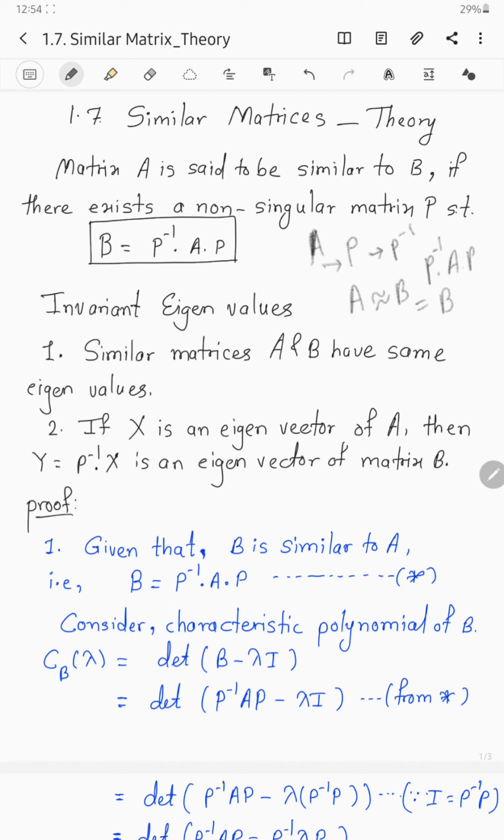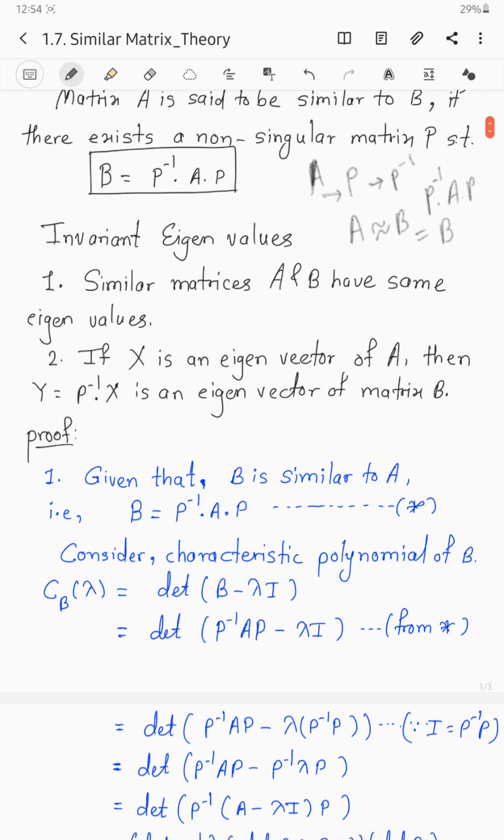Or, if both matrices are similar, then there must exist some matrix P where B can be written in terms of A as B is equal to P inverse A P. Now note that similar matrices A and B have the same eigenvalues. If matrix A and matrix B are similar matrices, then both have the same eigenvalues. If x is an eigenvector of A, then y equal to P inverse x is an eigenvector of matrix B.